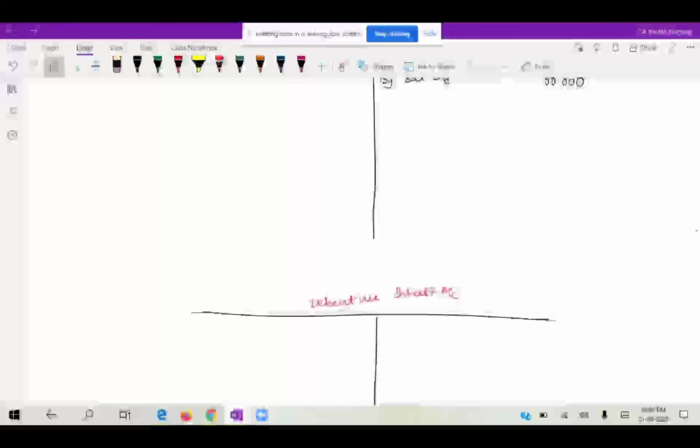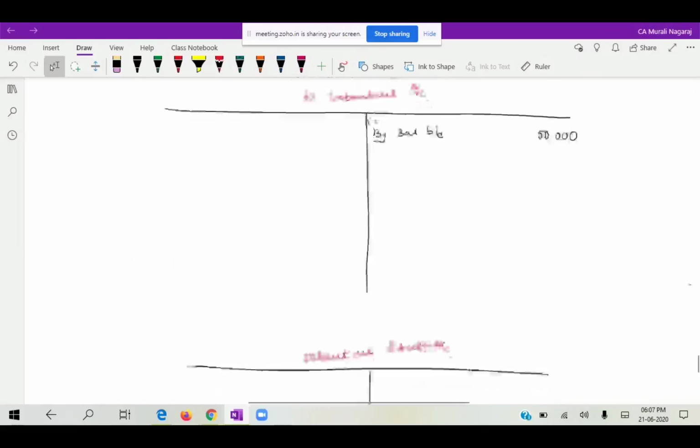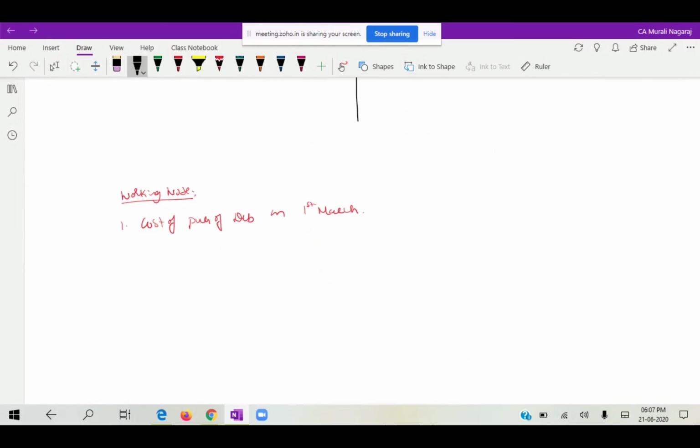So come back now to start with, my dear friends. First let's go on 1st March, 5,000 debentures are purchased for 98 cum interest. So now let us calculate the purchase as working note number 1. What is the cost of purchase of debentures on 1st March? Now 5,000 is the face value, my dear friend.